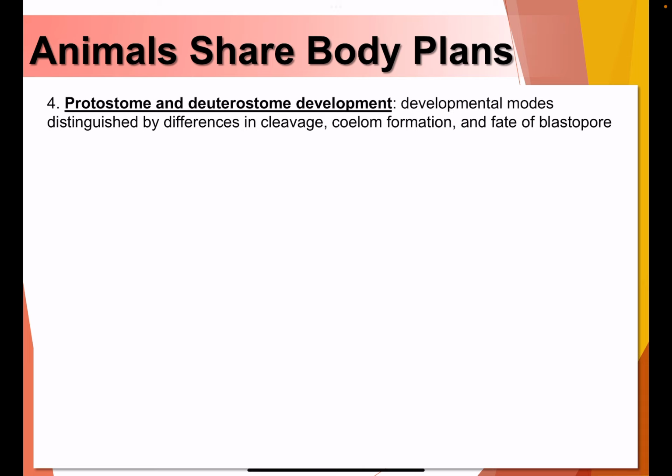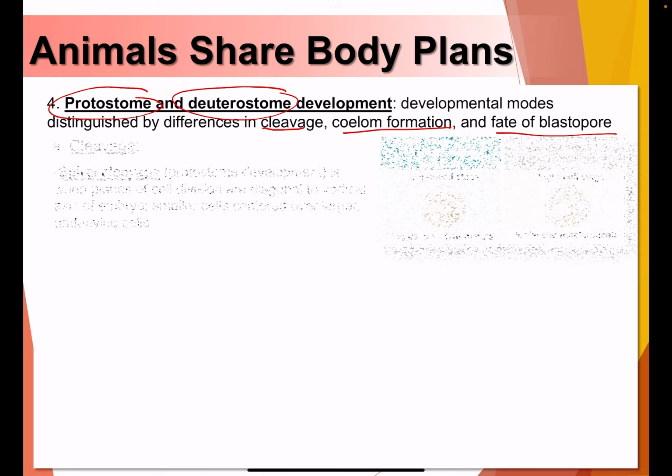All right, the fourth thing that we share with animals in terms of body plans is protostome and deuterostome development that I talked about earlier. These are developmental modes distinguished by the differences in cleavage, coelom formation, and also the fate of the blastopore. So that's why there are these two distinguished ways of development.